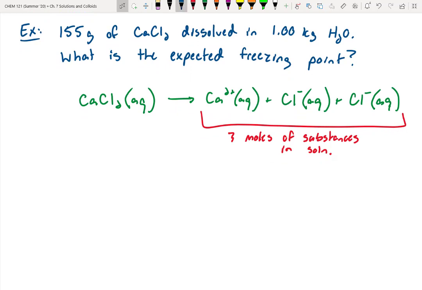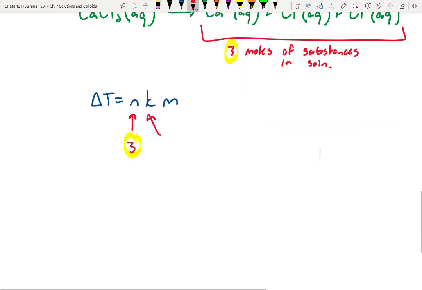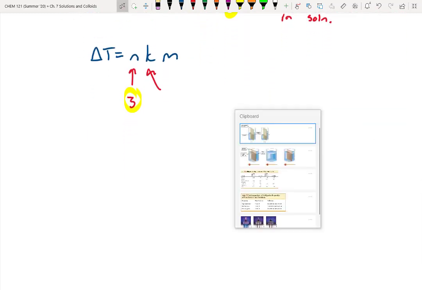Okay, so now we can go ahead and start working with our equation, and we can say delta T is going to be equal to N times K times M. We said that N is going to be equal to 3. That's where we got this value from. If we look at the K for water, we need to look up specifically the K value for freezing. So let's go pull up a chart.